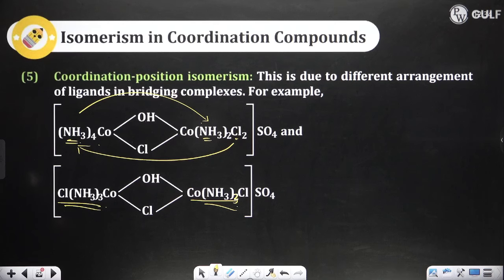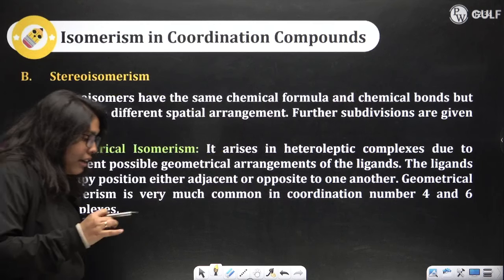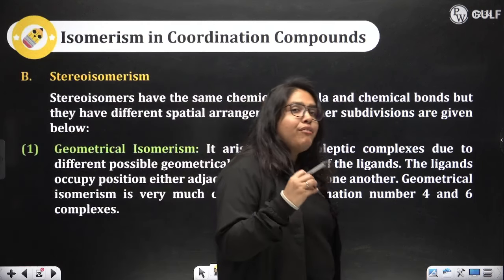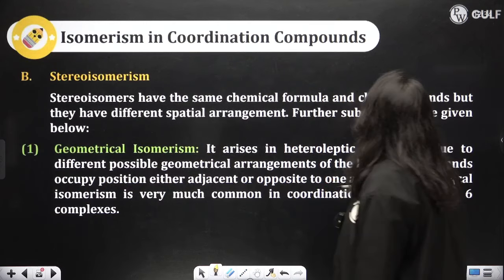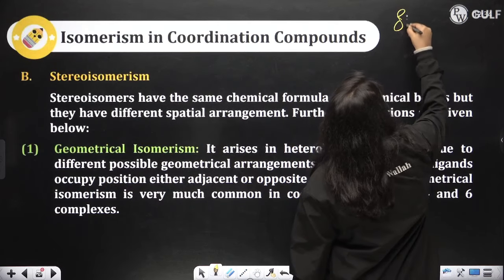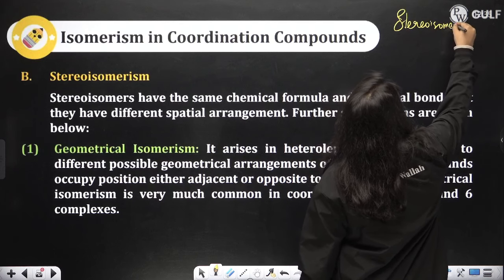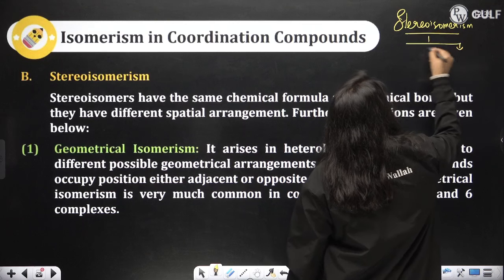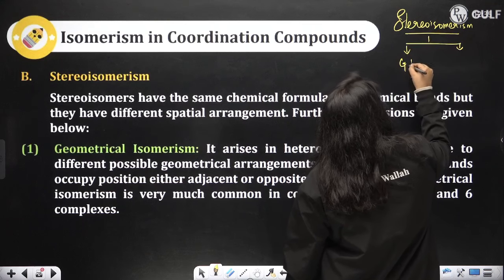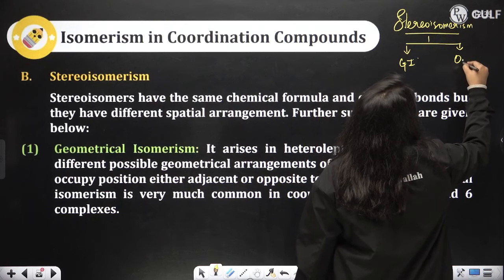So these are some of the examples of structural isomerism. Let's now look at stereoisomerism. Under stereoisomerism, beta, we have geometrical isomerism and we have optical isomerism.